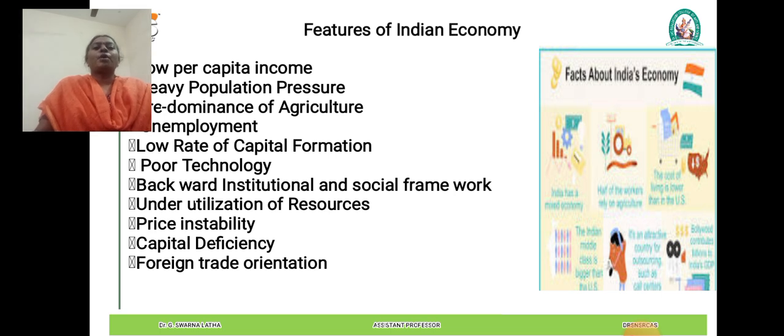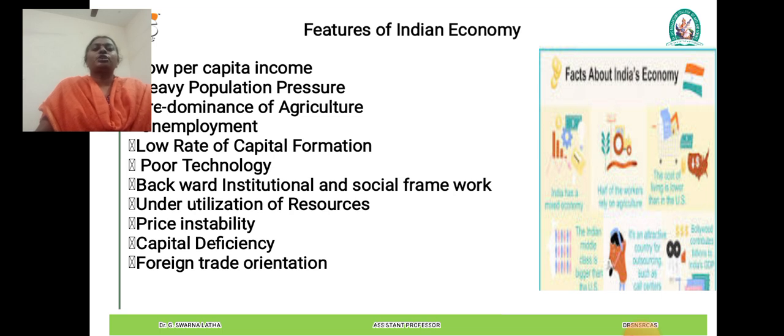Next one is heavy population pressure. The Indian economy is facing the problem of population explosion. It is clearly evident from the total population of India, which was 102.667 crores in the 2001 census. It is the second highest populated country, China being the first. India's population has reached 110 crores.